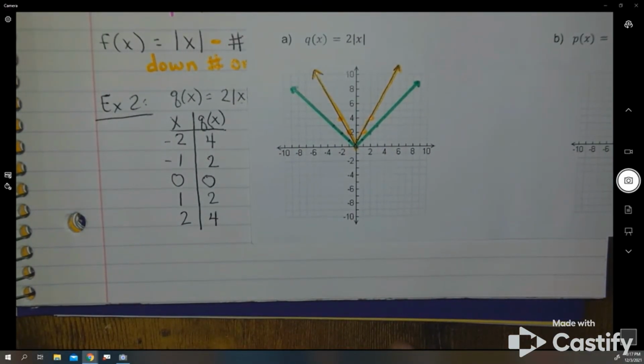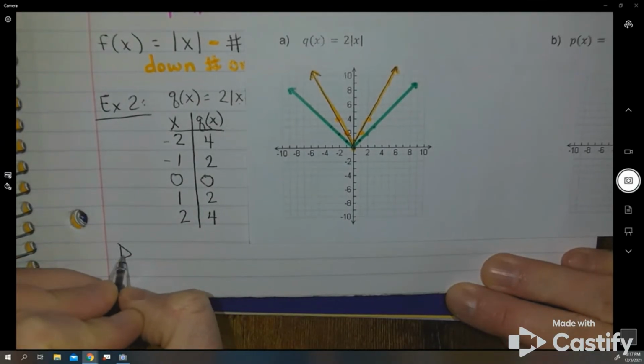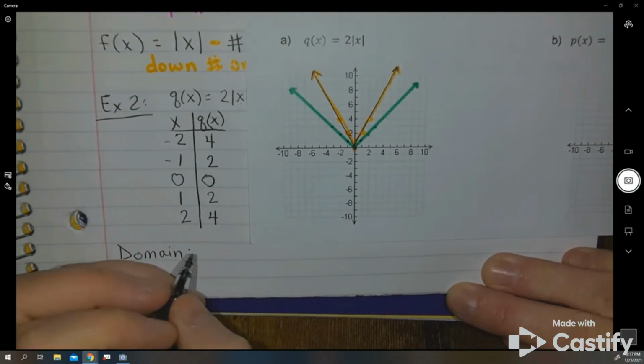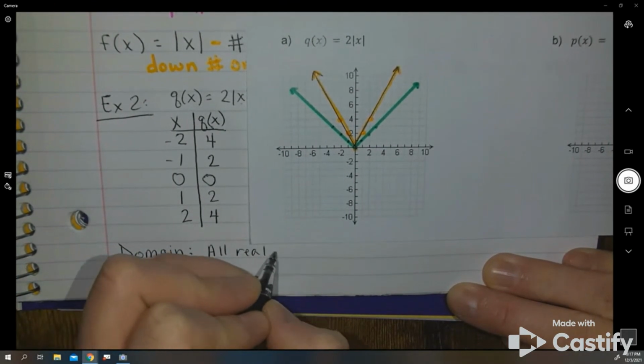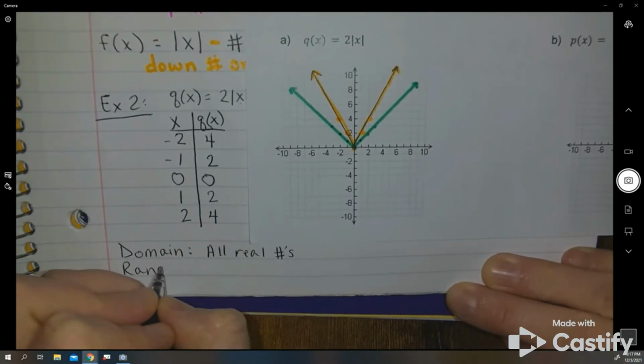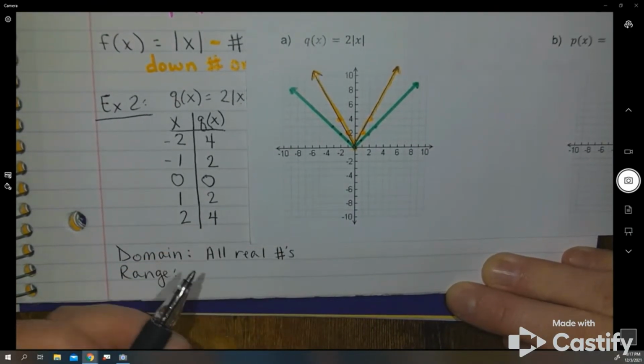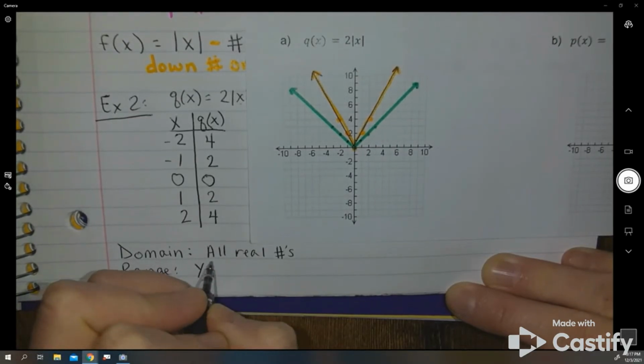So if we're looking at domain and range for this, again, the domain is all real numbers. We haven't had any instances so far where it isn't all real numbers, although it is a possibility. And our range, just like with the original f of x equals absolute value of x, is still all those numbers that are greater than or equal to 0.